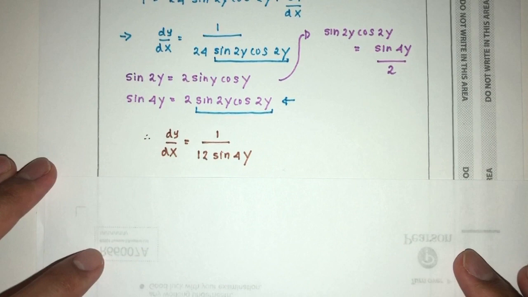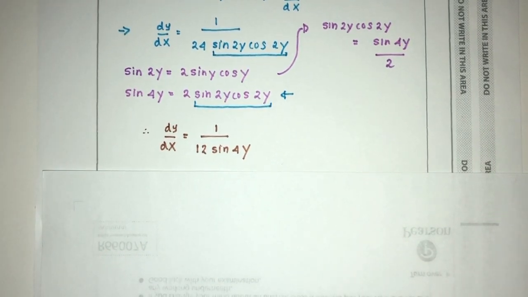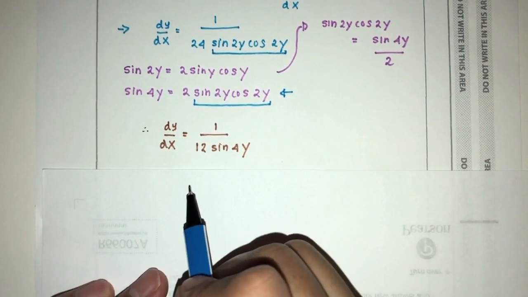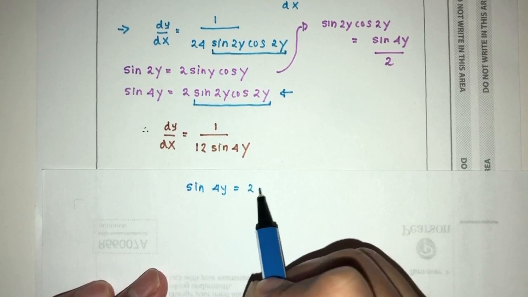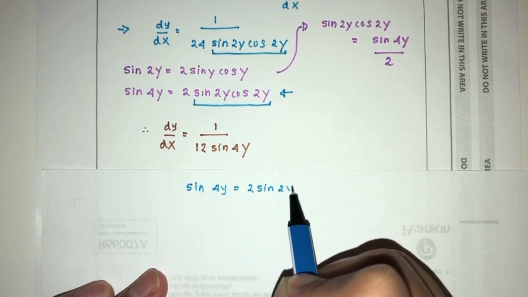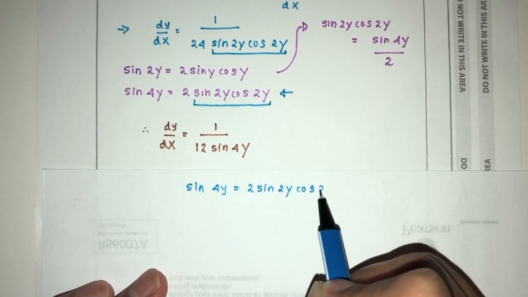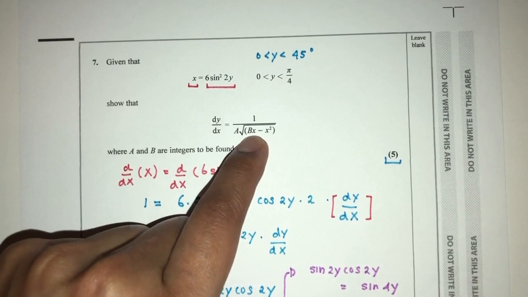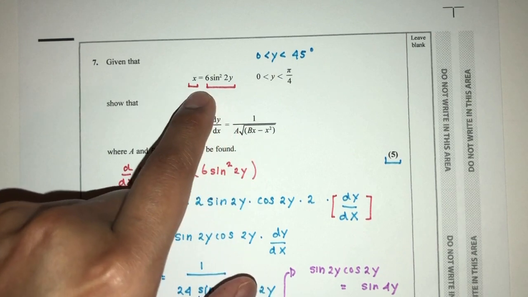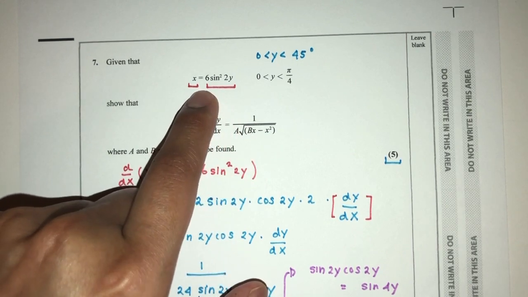So we may or may not have done the first part, but either way, let me continue. So here we have sine 4y is equal to 2 sine 2y cos 2y. Now let's try to do something, because if you see, the answer here needs to be in terms of x. And where do we see x? We see x right here, right?